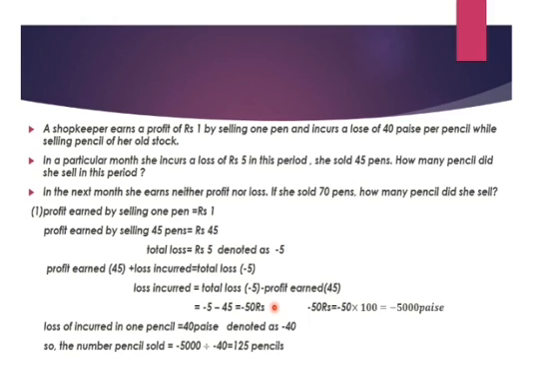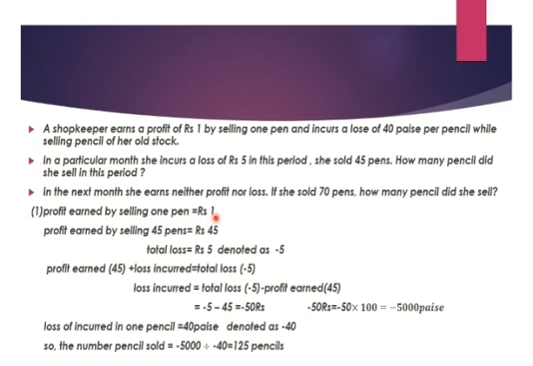Minus 50 rupees. 1 rupee is 100 paisa. In that way, minus 50 into 100 is minus 5000 paisa. Then the loss incurred on one pencil is 40 paisa, as given in the question. For selling one pencil, she has a loss of 40 paisa, denoted as minus 40 because the loss is denoted as negative. So the number of pencils sold is minus 5000 divided by minus 40. Both of them are negative integers, so we get a positive answer, 125 pencils.